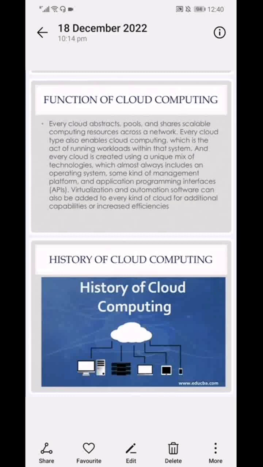Every cloud abstracts, pools, and shares scalable computing resources across a network. Every cloud type also enables cloud computing, which is the act of running workloads within that system. Every cloud is created using a unique mix of technologies, which almost always include an operating system, some kind of management platform, and application programming interfaces (APIs). Virtualization and automation software can also be added to every kind of cloud for additional capabilities or increased efficiency.